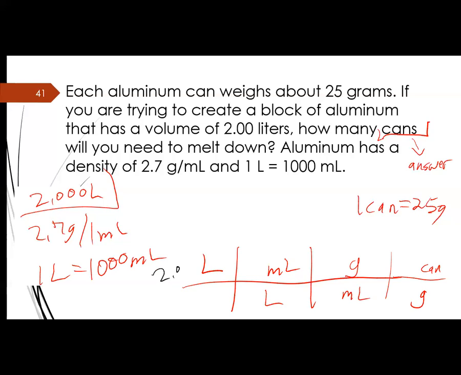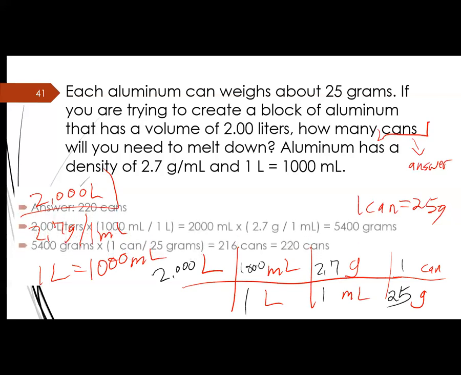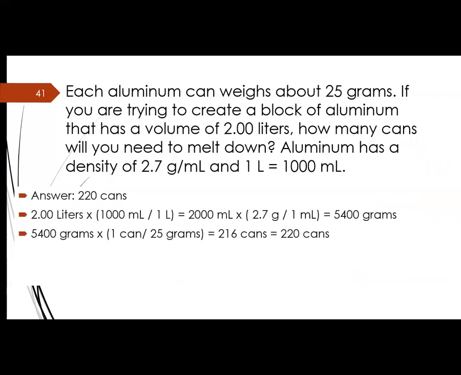So we have our 2.00 liters. We have 1,000 milliliters is 1 liter. We have 2.7 grams is 1 milliliter. And we have 1 can is 25 grams. We can work through all of that. And we will find out that we need 220 cans. So we need to melt down 220 cans, and we should end up with enough. And so that's kind of what you need to do with that.